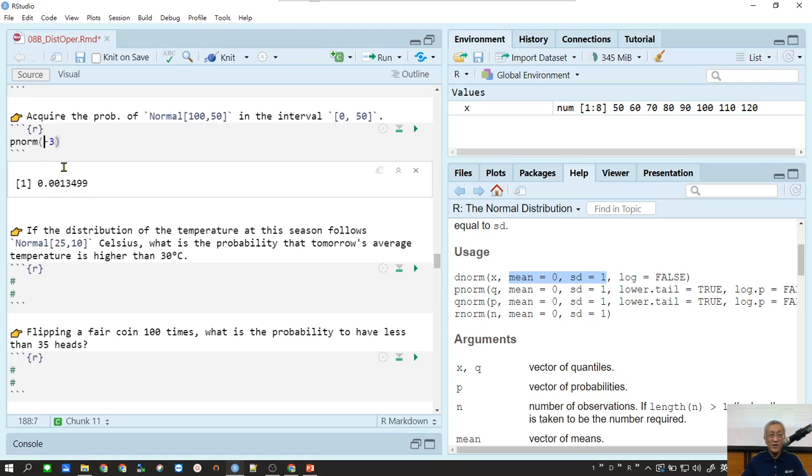So actually, as you can see, if you have a standard normal distribution, within 3 standard deviations it already has 99.73% of the probability, right? This is 3 standard deviations, okay?